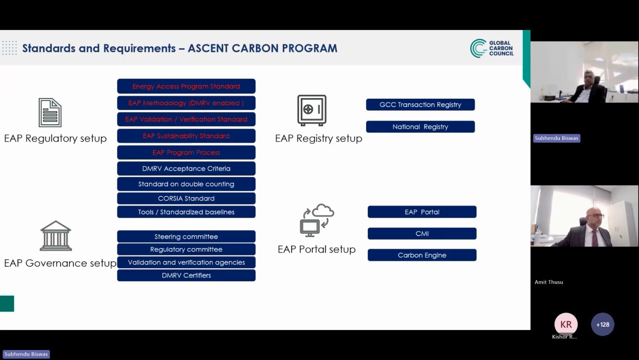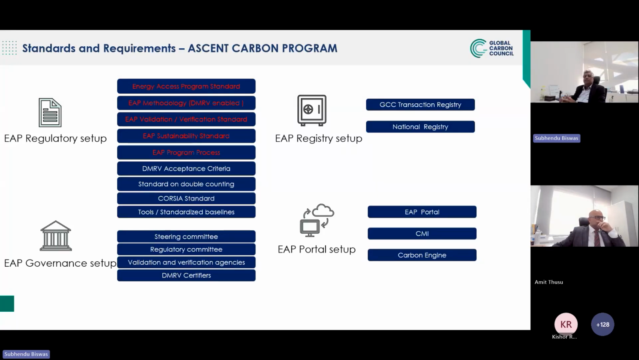The ones which exist at this point in time, under PAN and GCC, are DMRV acceptance criteria, standards on double counting, the CORSIA standard in case this also gets approved under CORSIA, and standardized baselines and tools which can be used. We also have a governance setup, that is, our own steering committee and regulatory committee which will sit with this Energy Access Program. Validation and verification bodies onboarded by GCC are also going to act in these programs. We have DMRV certificate providers, which is given by the VV bodies.